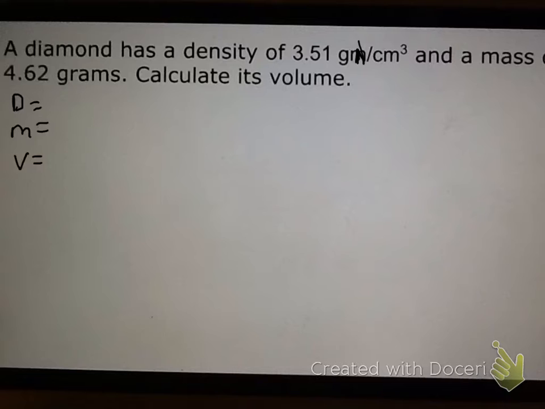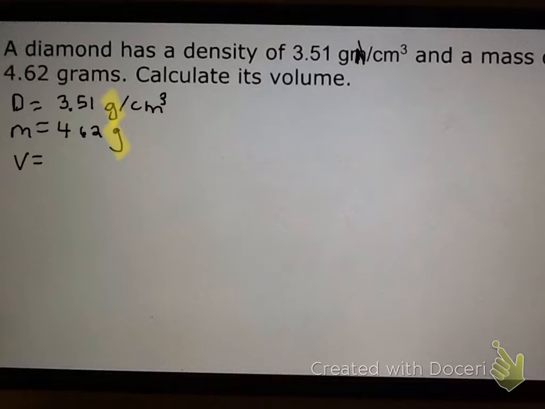We know its density. It has a density of 3.51 or 3 51/100ths grams per centimeters cubed. We also know its mass, and its mass is 4 62/100ths of a gram. One nice thing about this question that you should watch out for is our units. Notice that our density is in grams per centimeters cubed, and our mass is also measured in grams. So that's a great place to start.